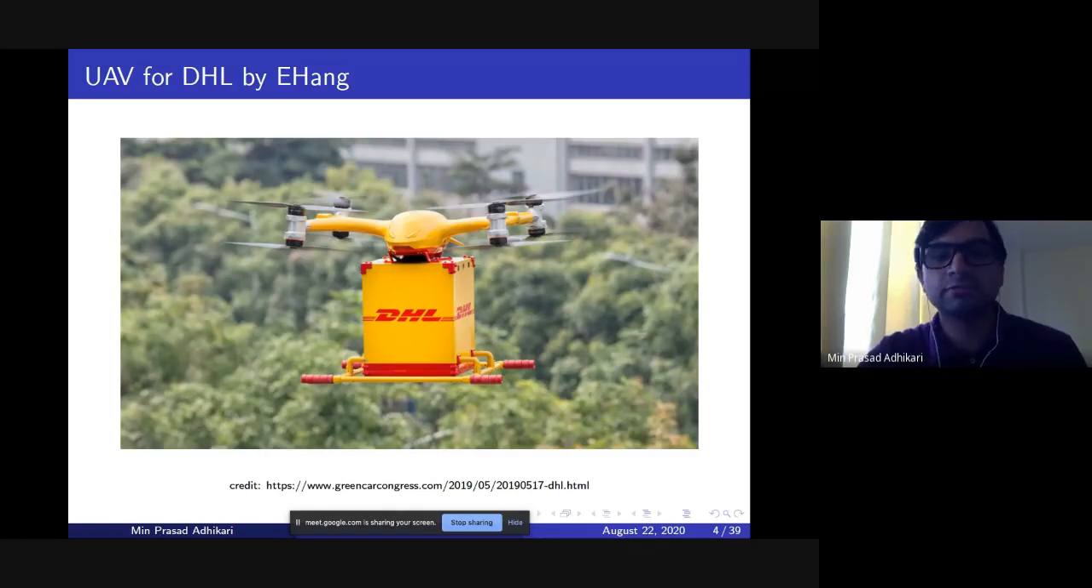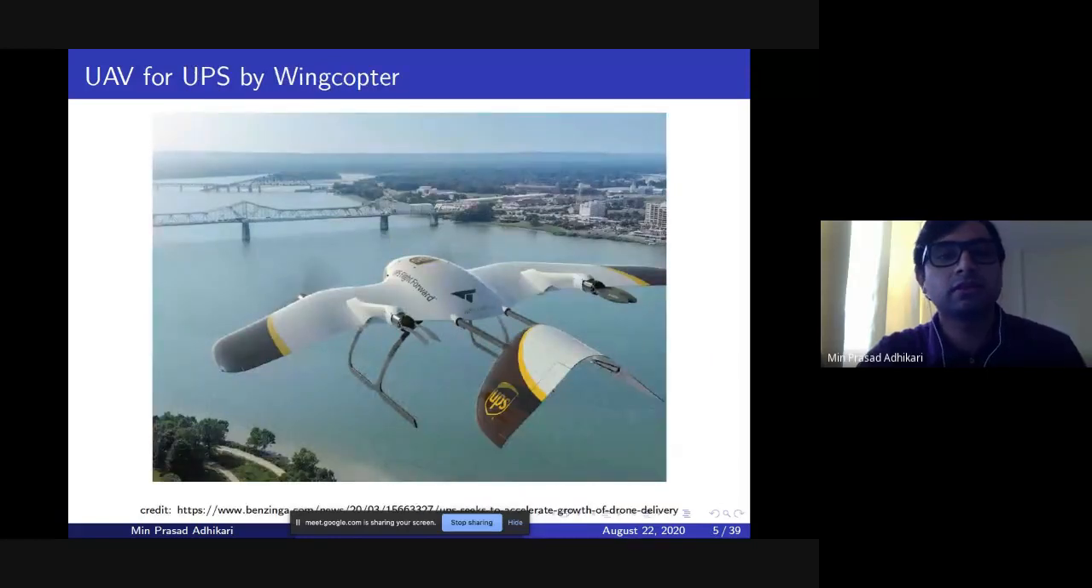This is a really good example. And this is the drone for UPS by Wingcopter. This is a fixed wing design, and I guess it will cover longer ranges than the quadcopter. This is one good example too.